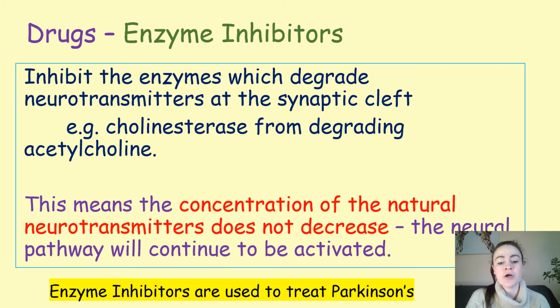Enzyme inhibitors are used to treat things like Parkinson's. Because if you remember, in Parkinson's you're deficient in dopamine. So if you're deficient in dopamine, if we inhibit the enzymes that break dopamine down, then the dopamine concentration will increase to a more normal level.